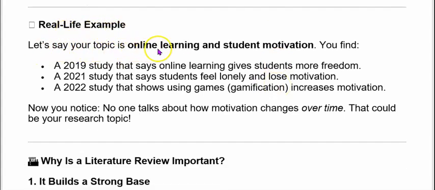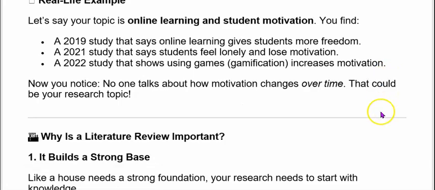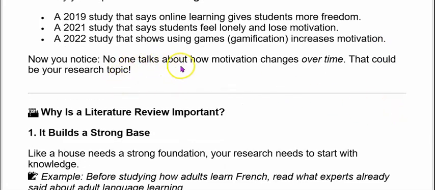A real life example. Let's say your topic is online learning and student motivation. You find a 2019 study that says online learning gives students more freedom. A 2021 study says students feel lonely and lose motivation. A 2022 study shows that using gamification increases motivation. Now you notice no one talks about how motivation changes over time. That could be a research topic.